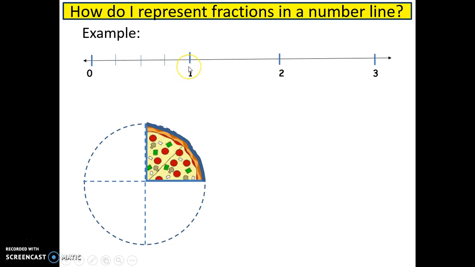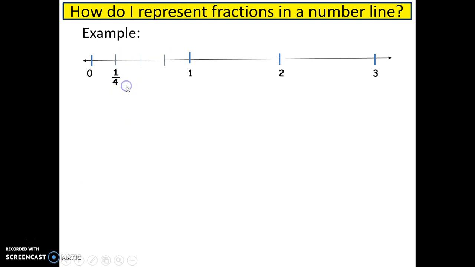So on my number line, I have to split from 0 to 1 into 4 equal parts. Each of these lines represents one division, 2 divisions, 3, and 4 divisions to show the 4 equal parts in the one whole. So each division is represented by 1/4. And I can label the first interval, the first division here, as 1/4.